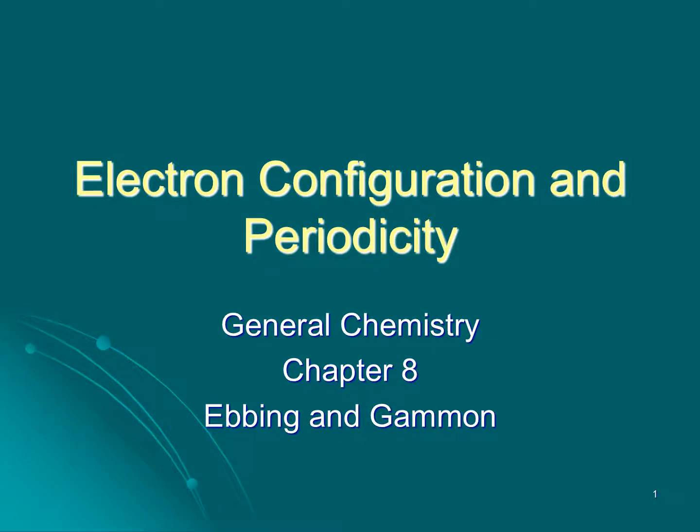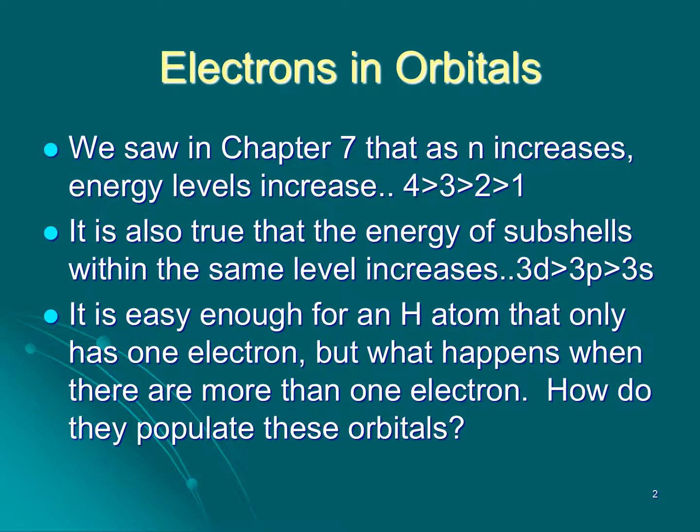All right, so what we're going to do in Chapter 8 is apply what we just learned in Chapter 7 to the periodic table. Okay, so we know from Chapter 7 that as the energy level n goes from 1 to 2 to 3 to 4, the energy also increases. And it's also true that within the same shell, a p is higher in energy than an s, and a d is higher than a p, and so forth.